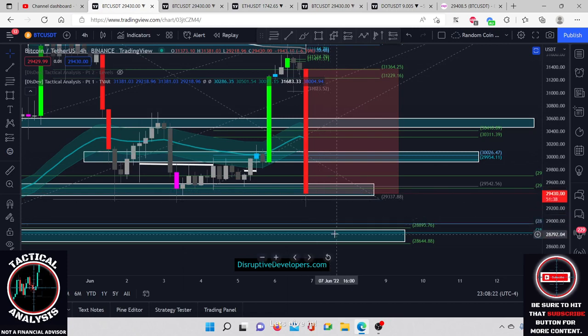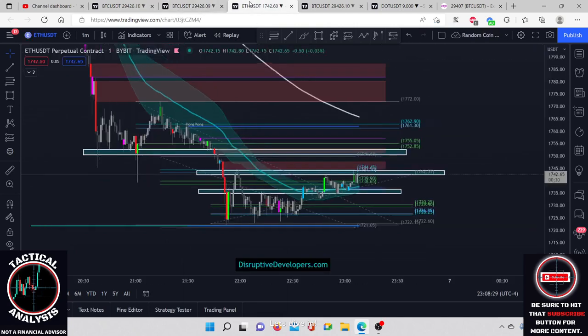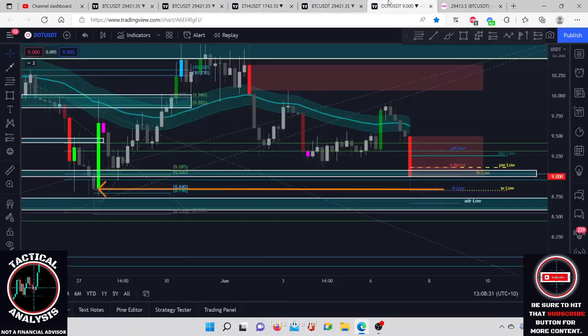Because even if we go lower, the probability is to at least retest the previous support as resistance and vice versa, right? We're extended. Okay, there we go, guys. Across the board, same stuff.